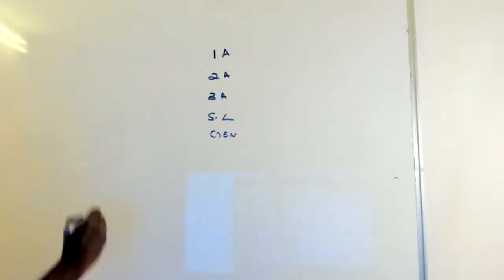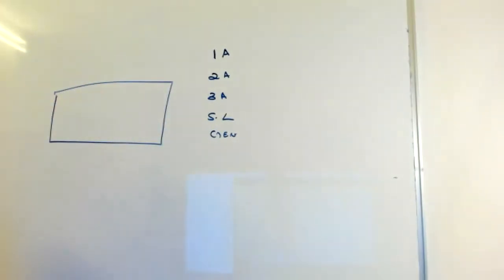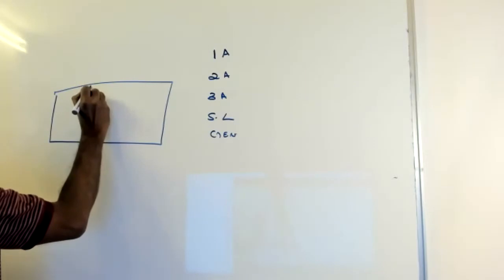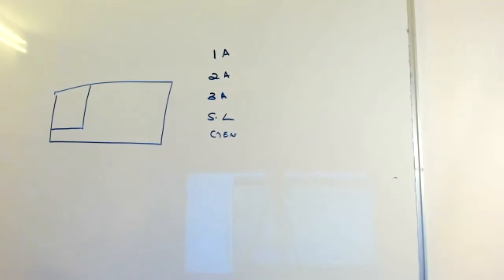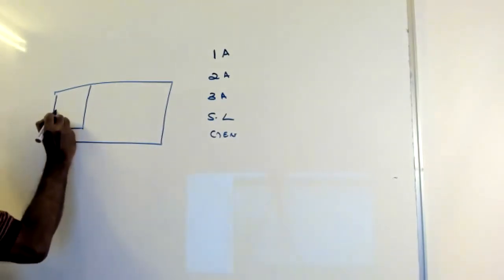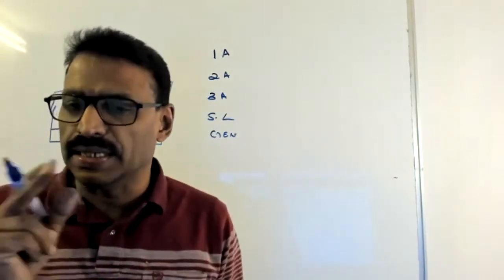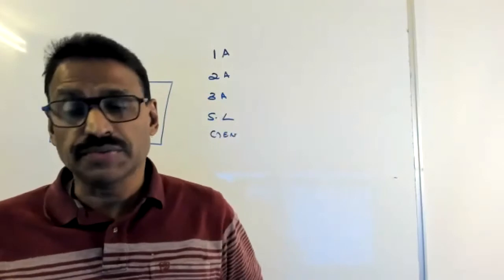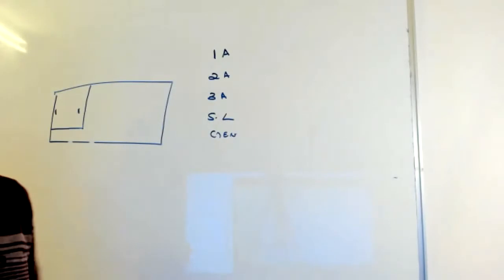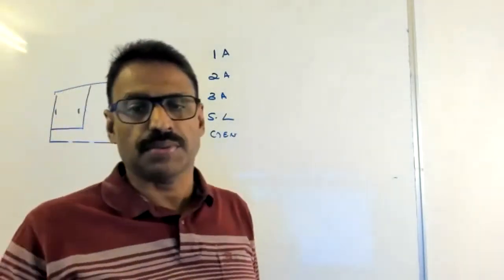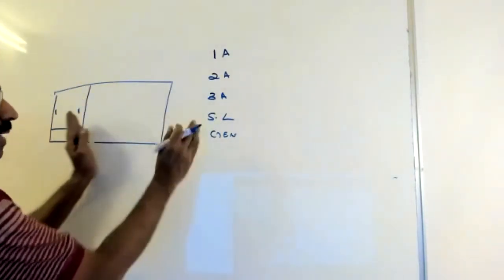Okay, 1A means, look at this, suppose this is one compartment. In 1A, one small cabin will be there, like this. Here one person, here one person, that's only. Only two persons in the small cabin. It's very costly. In between there will be a table for writing and keeping a laptop. That means this full compartment is like that only.